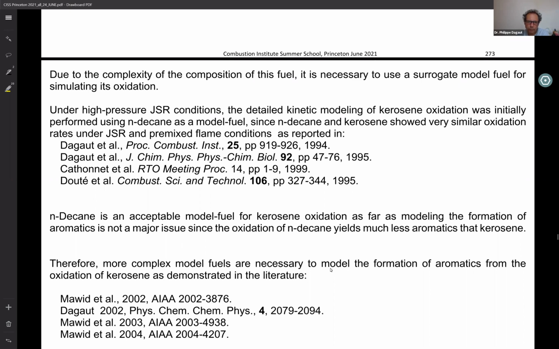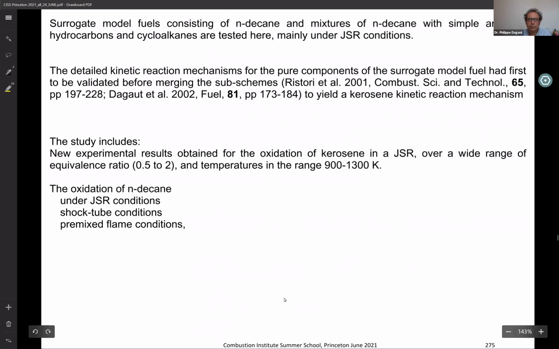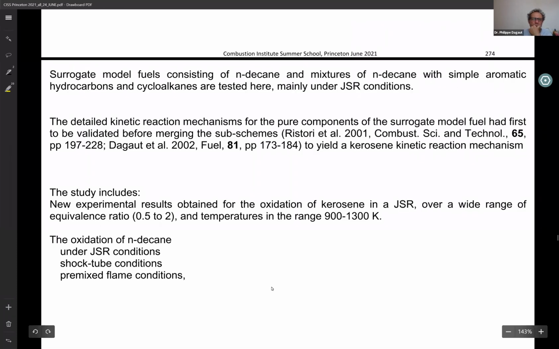So more complex model fuels are necessary, and there have been several model fuels proposed around 2000, with a variety of components. And so we did lots of work using normal decane as a base fuel, to which we added several components. And we tried to test the model under a variety of conditions. Our jet stirred reactor studies, which provide concentration profiles of a large range of species, but also shock tube data and premixed flames.